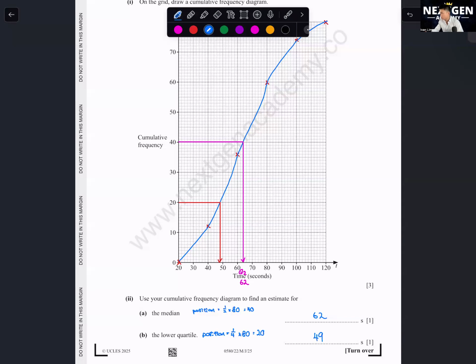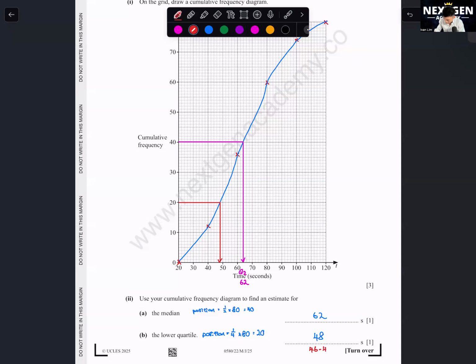If any of you are looking at the mark scheme, it says 46 to 48. I'm not so sure whether this is accurate or not. Anyone got a different answer here? Anyone got between 46 to 48? Because just now however I tried to draw, I think the lowest value is probably at 49. Impossible to be at 46. Sorry, this is 48. My bad. I see, I was wrong already. Oh, okay, then it's 46 to 48.